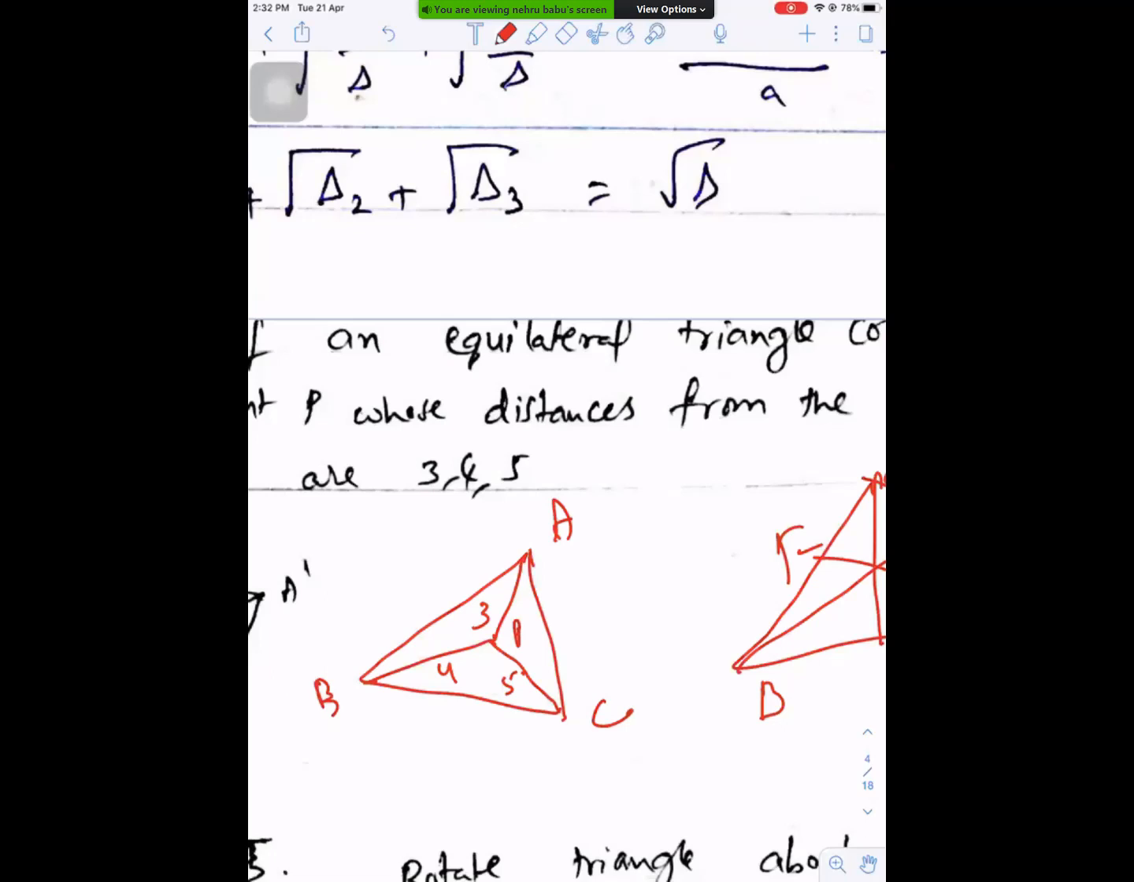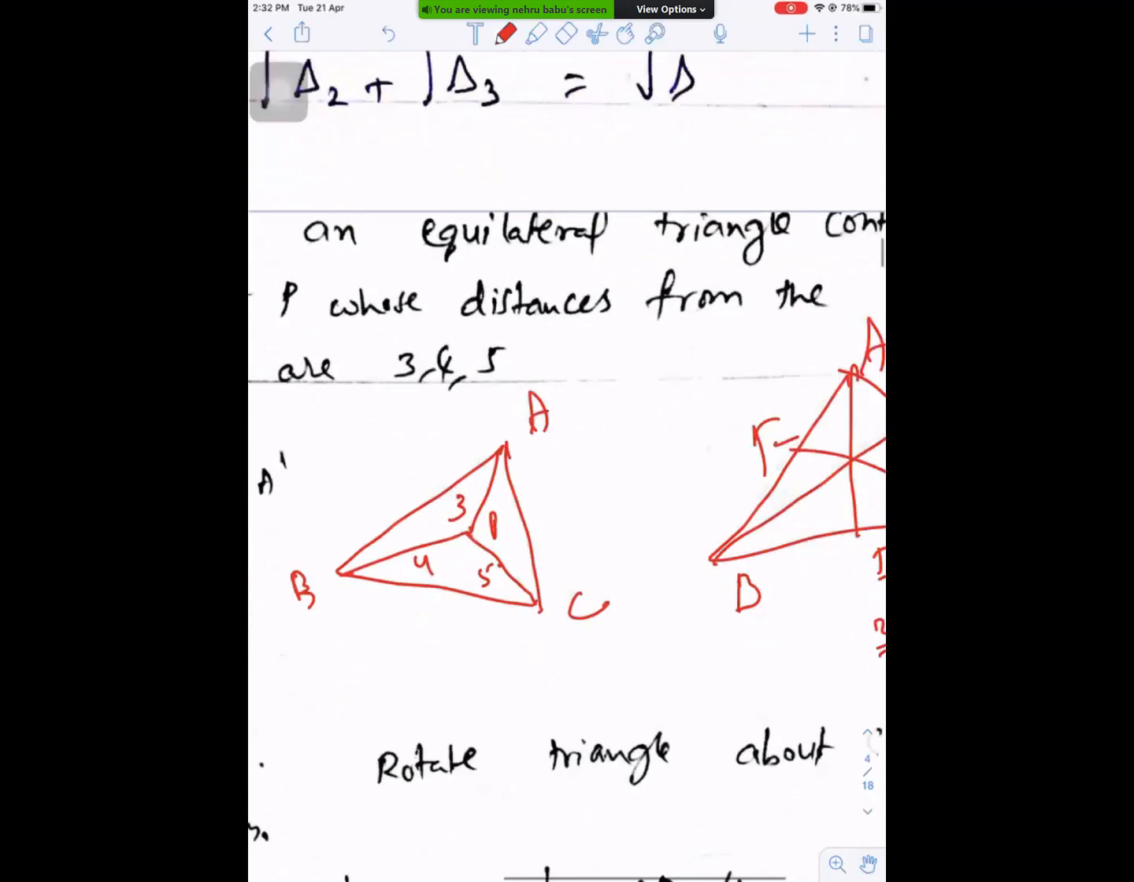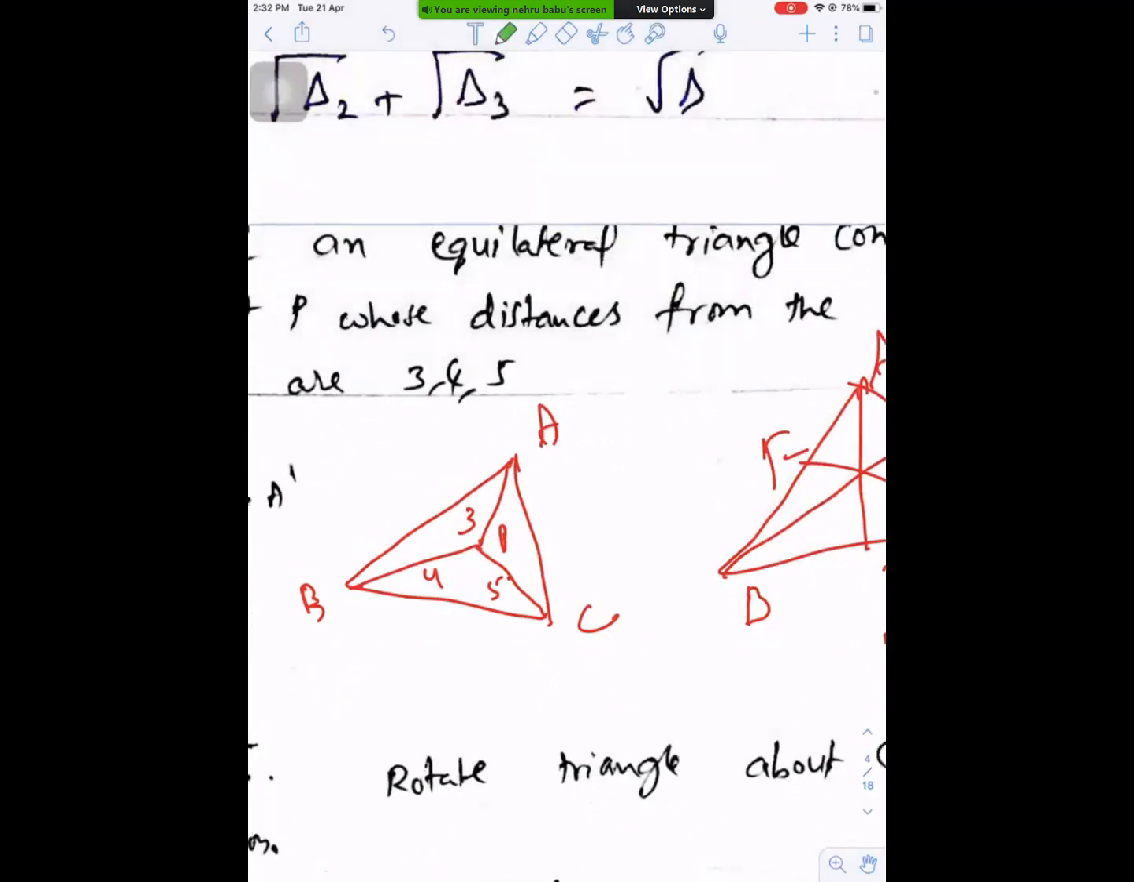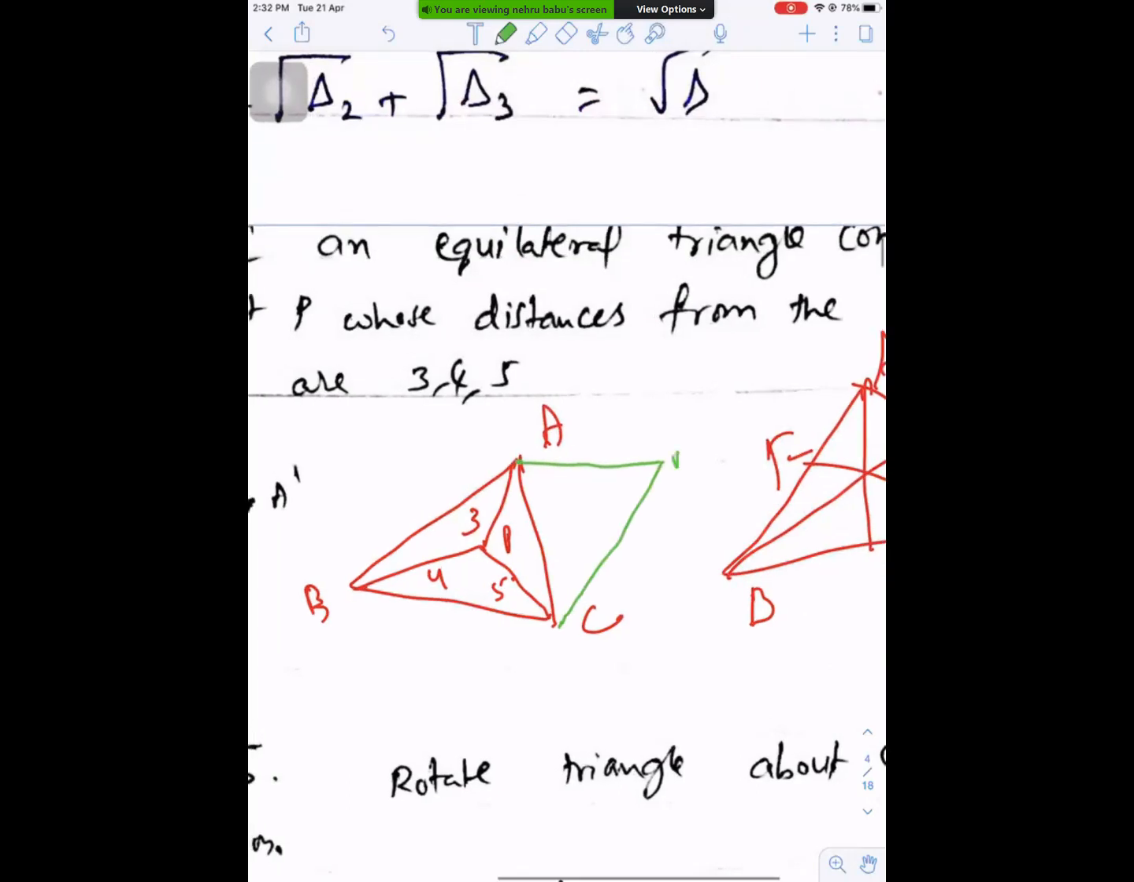Sir, reflection about AC, sir. Reflection about point B. To take the reflection about AC, what happened? You will get a diagram like this. This is B dash. Now the image of P comes to this position, P dash. Then this length once again you will get as 3 only. If we rotate the triangle, we'll get 3, 4, 5 triangles.